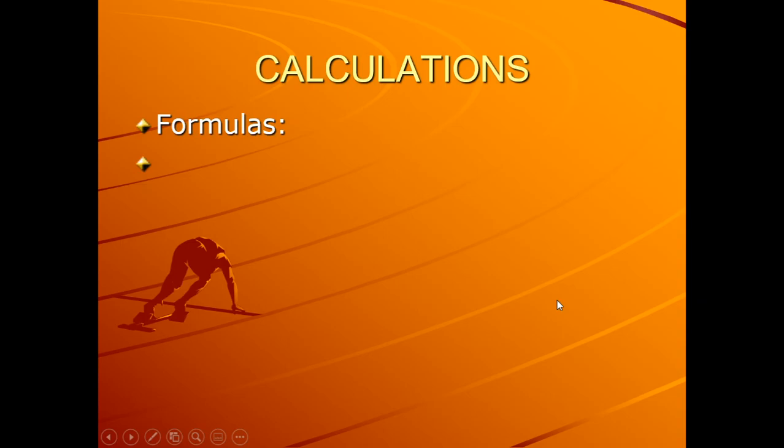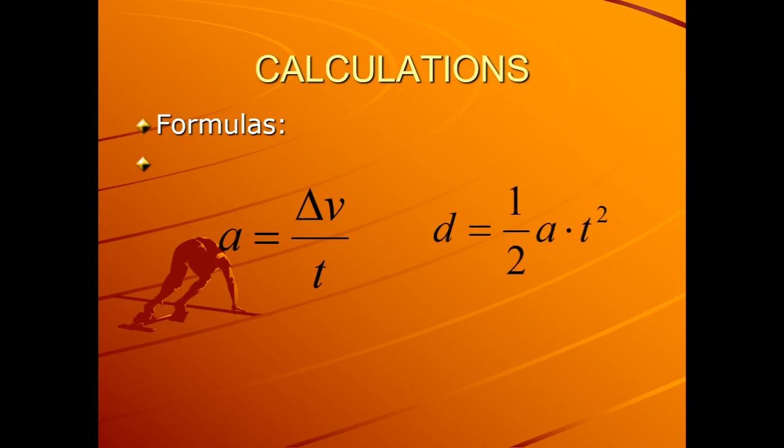Okay, so let's do some calculations. The acceleration formula, if you have velocity, is acceleration equals the change in velocity over time. If you're wanting to find distance with acceleration, it's 1/2 times acceleration times time squared. So at this point, you will be squaring time only. Then to find the change in velocity, you're taking the final velocity minus the initial velocity. And we'll see how that goes in just a second.